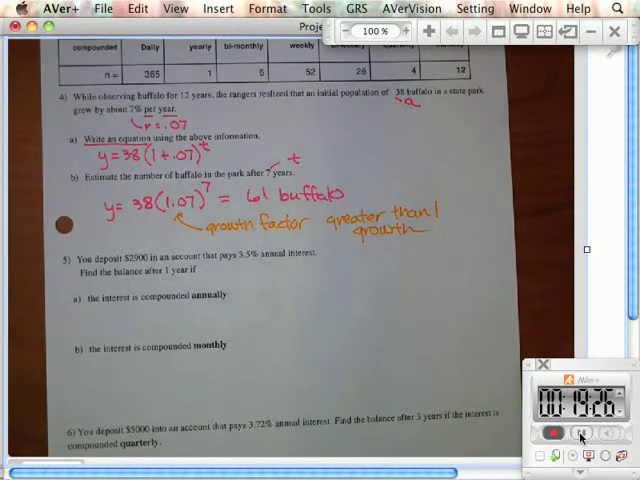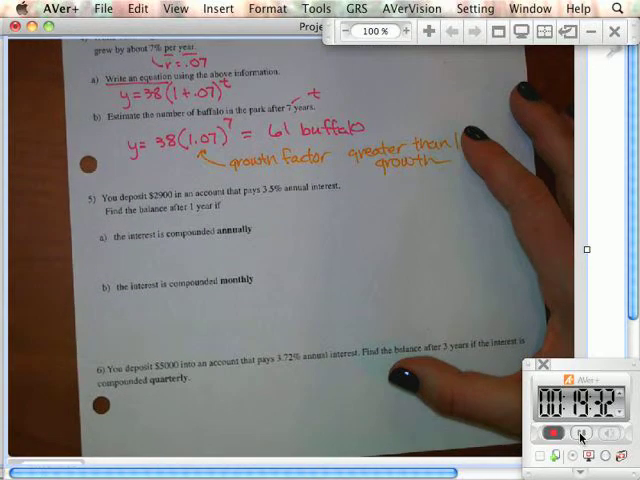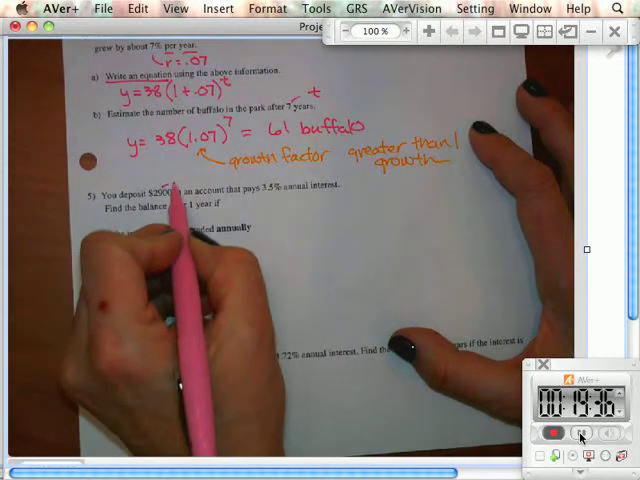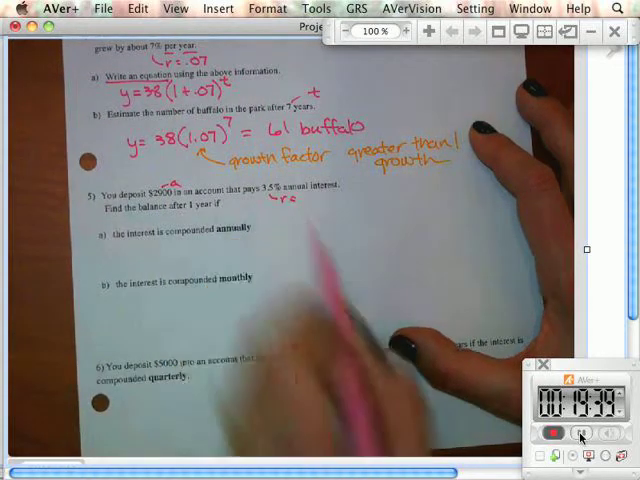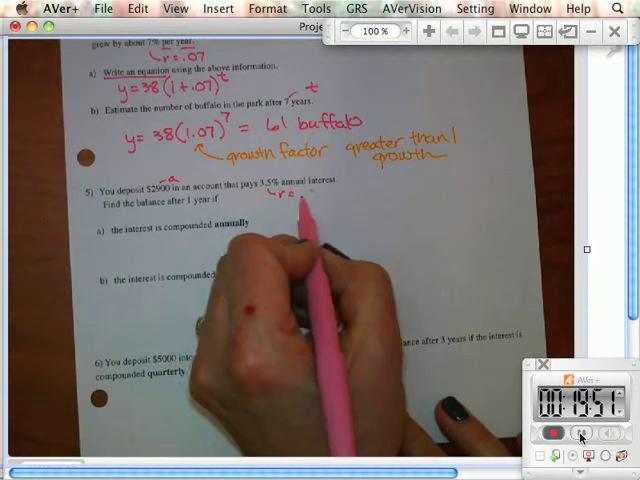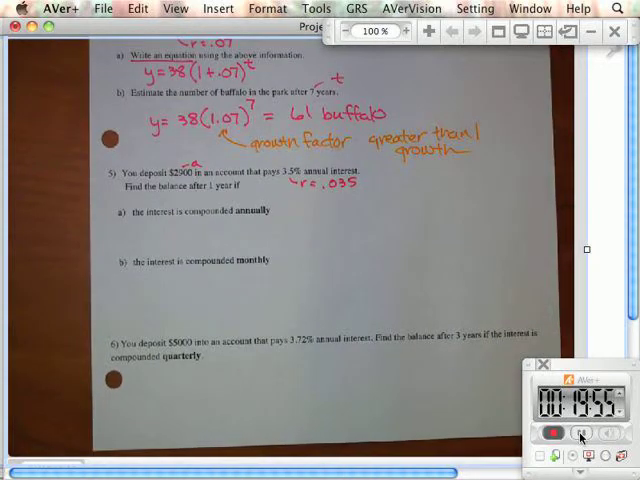Okay. You deposit $2,900 in an account that pays 3.5% annual interest. Annual means once a year. So right here, this is my A, this is my R. It's going to be written as what? Nope. This is tricky. People screw up on this all the time. Changing 3.5 to a decimal would be what? 0.035. Be careful. You move it 2 places to the left. 0.035. Okay?